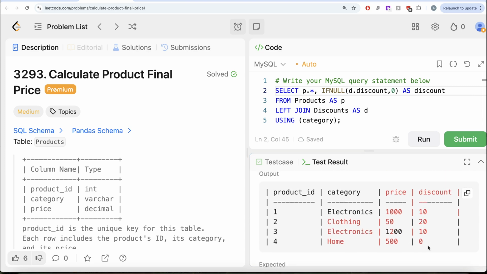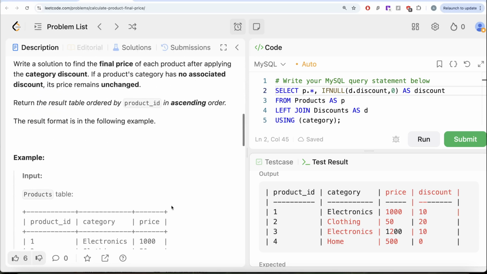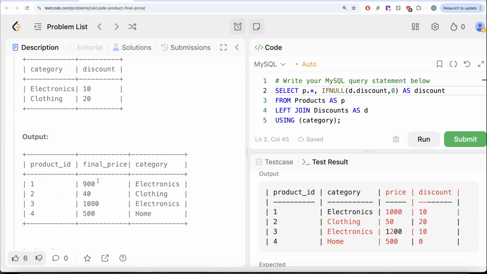Okay. Now what we need is to calculate the final price. How can we do that? If we divide the discount by 100, that is going to give you a fraction. If you subtract that fraction from 1 and multiply that entire thing by the price. So for example, 10 divided by 100 is 0.1, 1 minus 0.1 is 0.9 and 0.9 multiplied by 1000 is 900. And that is going to be the final price of product ID 1. Right? So that is what we are going to do.